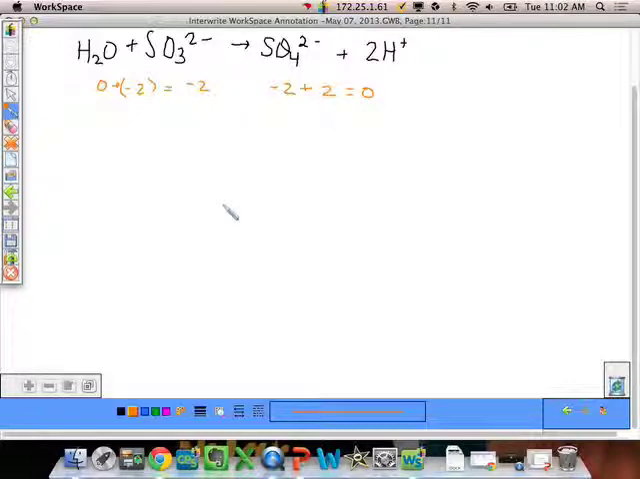Wait, why'd you just add water on this side? Because I needed 1 more oxygen on this side. I only had 3. So I had to add water so I could get another oxygen on that side so that I would have 4. Yep, so 0 and then a -2 from this one gives me -2 on my reactant side.